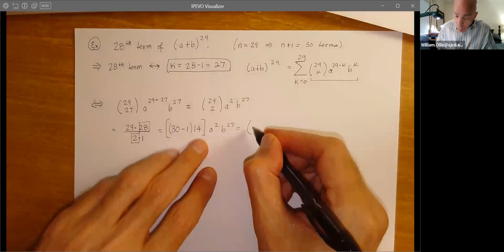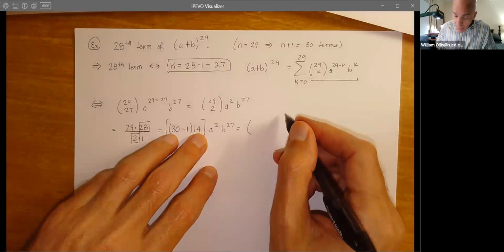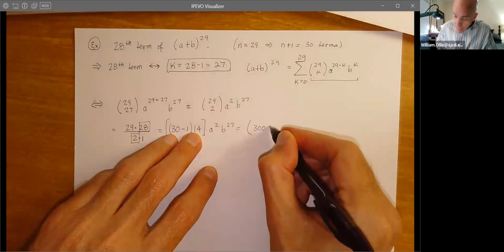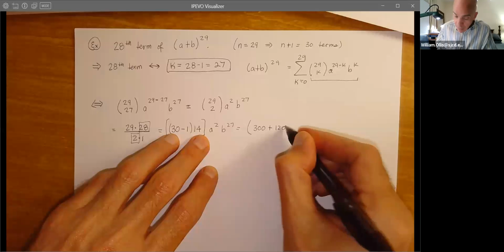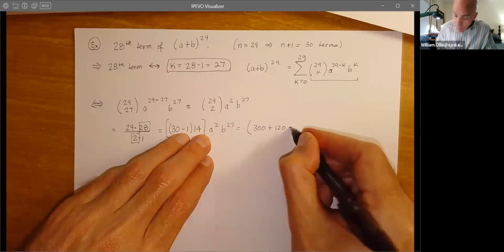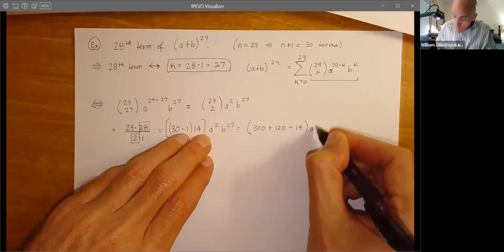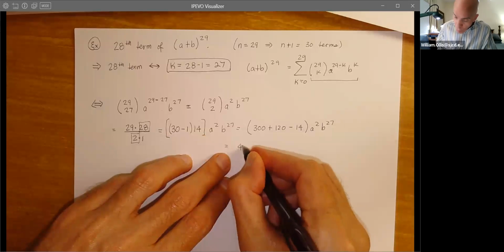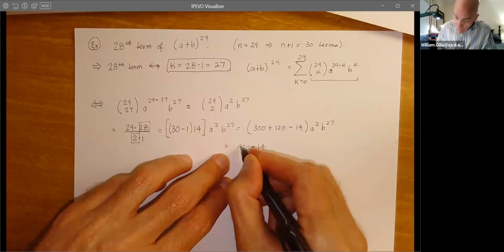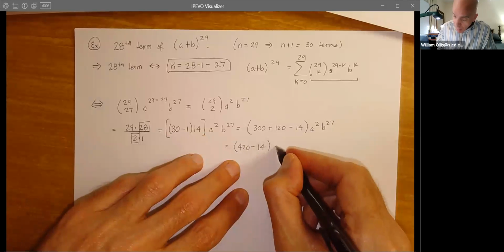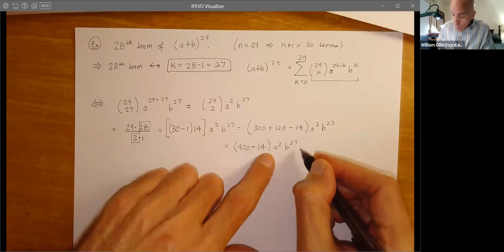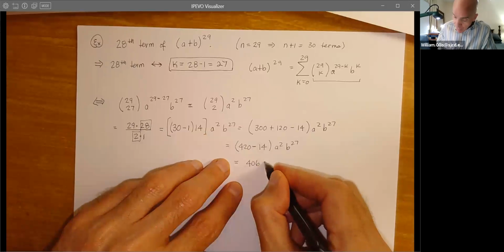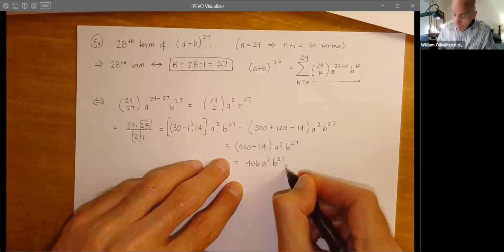So now what does this give us? Well, let's just add it up. We're going to get, in this case, 300 plus, and then a 4 that's 120, and then minus 14, a squared b to the 27th. So this gives us 420 minus 14, good old symbolic computation, a squared b to the 27th. And of course, 14 from 20 will give us a 6. So 406, a squared b to the 27th.